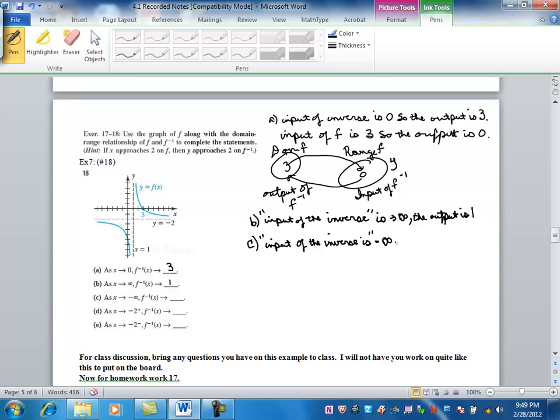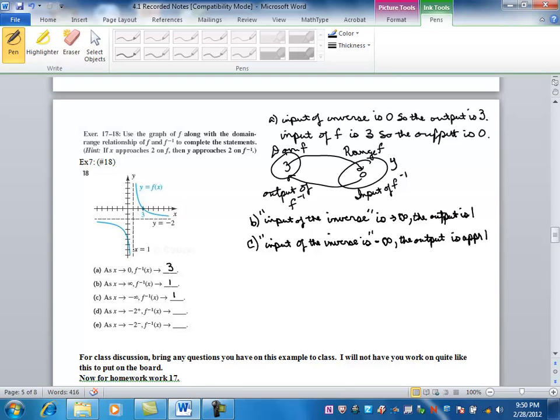And the output is approaching 1 again. Okay? So as my input to the inverse is approaching negative infinity, please remember this is in the y direction, my output is approaching 1.